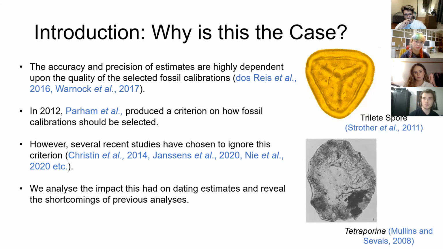But the problem, not just with molecular clock analyses of plants, but in general, is that studies have chosen to ignore this criterion. For instance, the 3 papers that are highlighted here are all examples of where people have produced molecular clocks for plants, but have failed to fulfill the criterion proposed by Parham. And now I'm going to show you how that has affected data and estimates and why it's a huge issue.